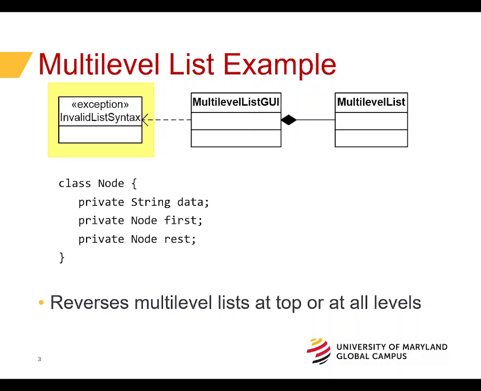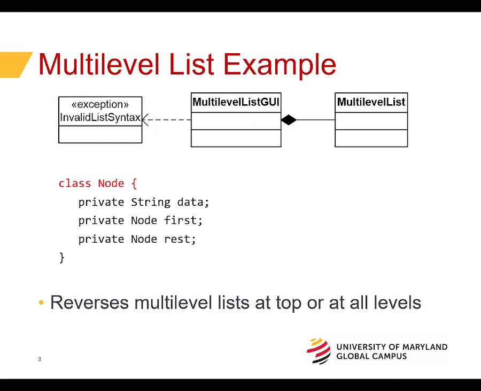To be syntactically correct, a list must contain integers, and those integers must be inside parentheses. The parentheses should be nested to indicate sublists, and all parentheses must be properly balanced. Entries that fail these syntax requirements will throw the invalid list syntax exception.